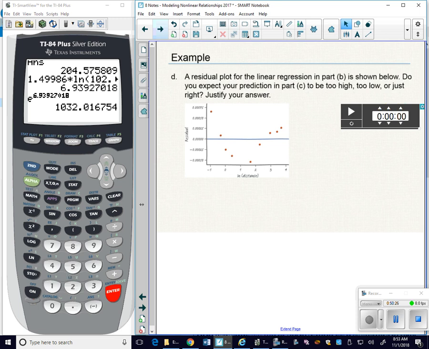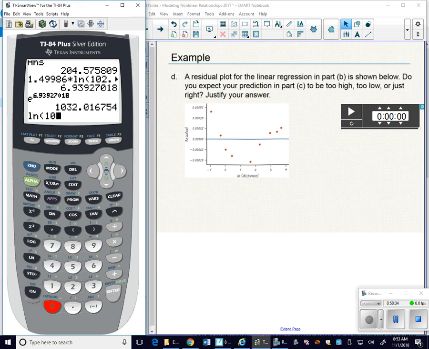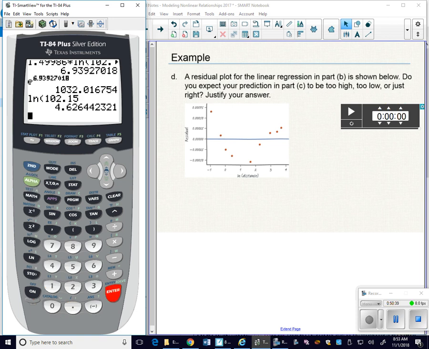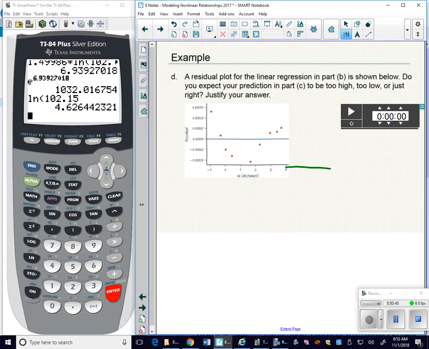But in any case, when I'm looking at the natural log of 102.15, it is about 4.6. So on my residual plot, that's going to be somewhere over here. And so I would expect my value to be above the line. So if this is where my prediction is, I would expect my prediction to underestimate. But again, it is an example of extrapolation, so for that reason, and the fact that there's a pattern in my residual plot, I wouldn't be very confident in that prediction either way.